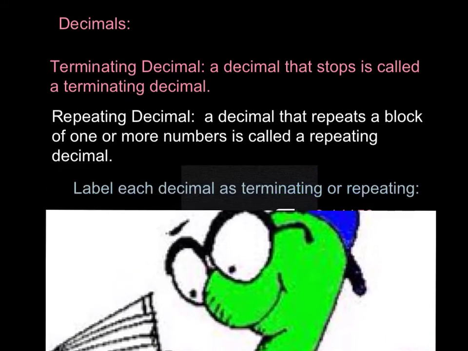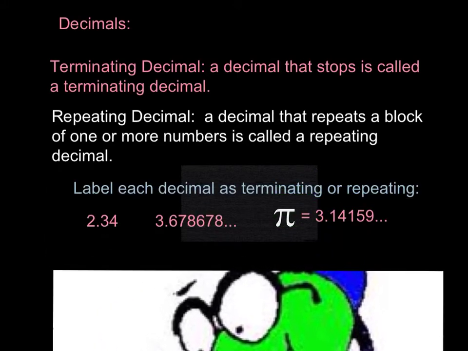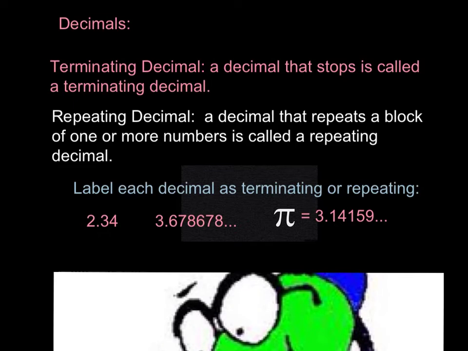Now I'd like you to take a moment to look at the following three decimals. Determine if they are terminating or repeating. Please take a moment to pause the video to do this. 2.34 is a decimal that stops. Since it stops, it is terminating.